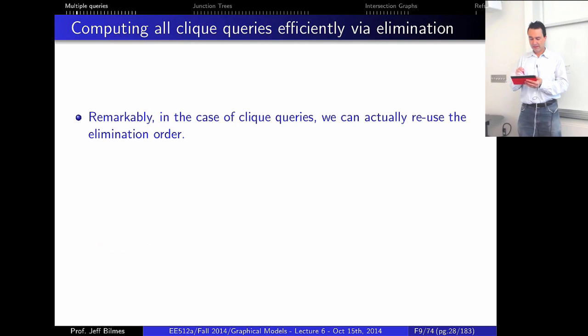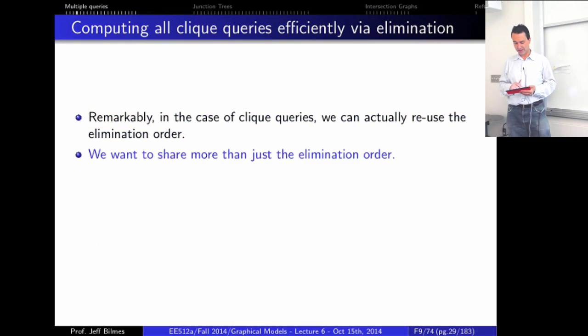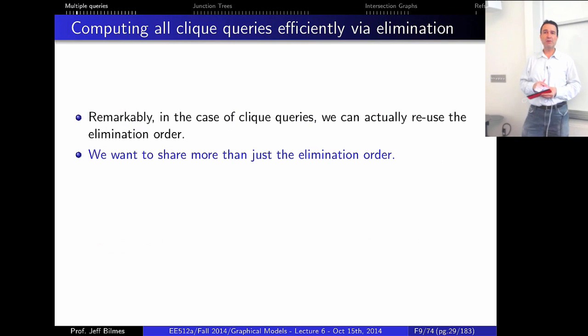So this, I think, is very nice. It's almost remarkable that for any clique query, we can reuse the elimination order that we spent time finding. This is an amortization process, like I said. But on the other hand, we want to share more than just the elimination order. What we saw in the case of trees is that we're also sharing the messages. We use the dynamic programming property so that if a message was sent, that message was not sent foolishly. That message is sent in a way such that anybody who needs it can use the computation that was spent on that message.